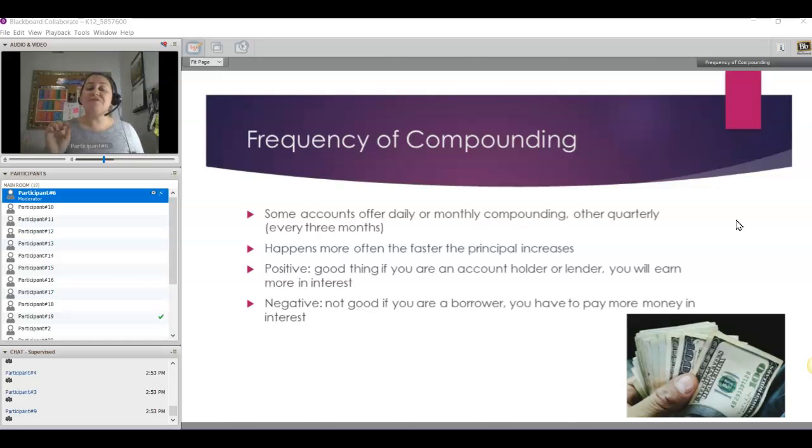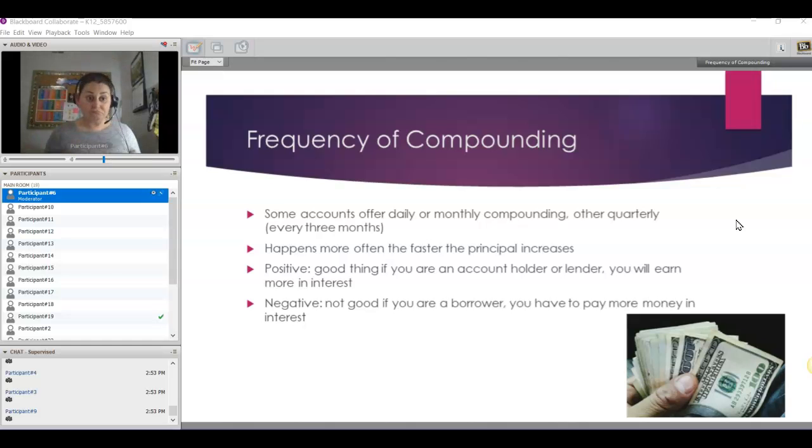But if you are a borrower, that means you're taking money from the bank and you have a compound interest loan, then you are paying more interest. So you have to be very aware when you take a loan. If you are paying compound interest, then you want to pay that principal off faster. Because the lower the principal, the slower the compound interest will gain. The higher the principal, the faster the compound interest will gain.